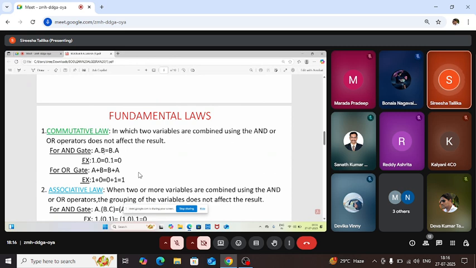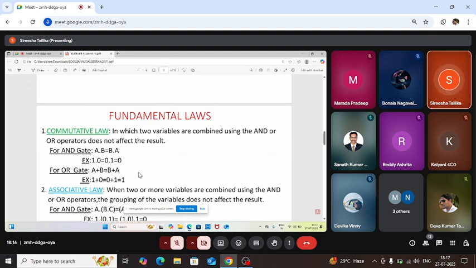If we apply a as 1 and b as 0, and then b as 0 and a as 1, the output does not change, because if the inputs are swapped, 1 into 0 or 0 into 1, the output becomes the same for these two expressions. So the commutative law does not affect the output. If you apply it in reverse also, it does not affect the output.